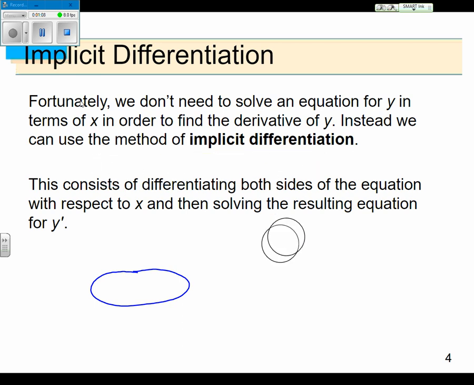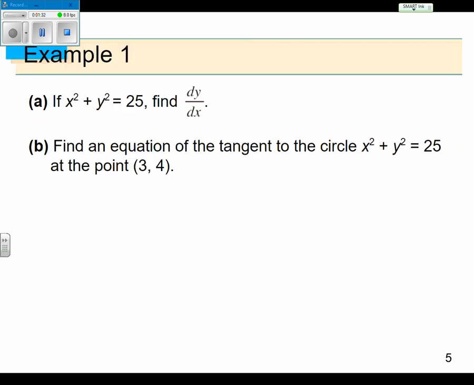Fortunately, we don't need to solve an equation for y, like I've already said. Instead, we're just going to use a method called implicit differentiation. I'm going to try to make it make sense to you as to why implicit differentiation is going to work, but later on, we're going to get shorter and shorter with our notation as we realize what is going on.